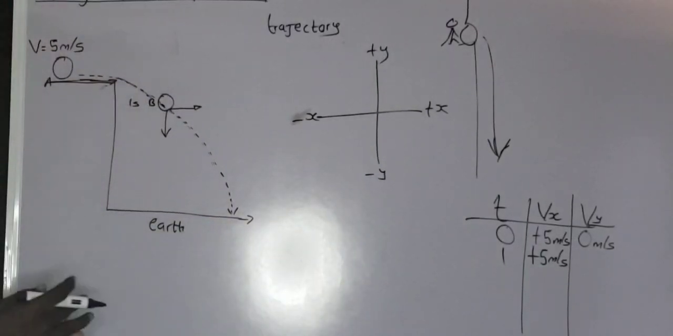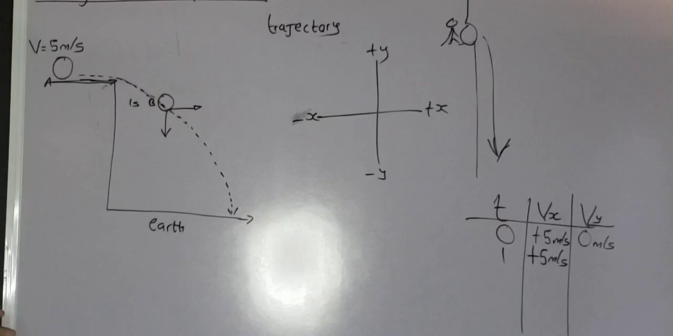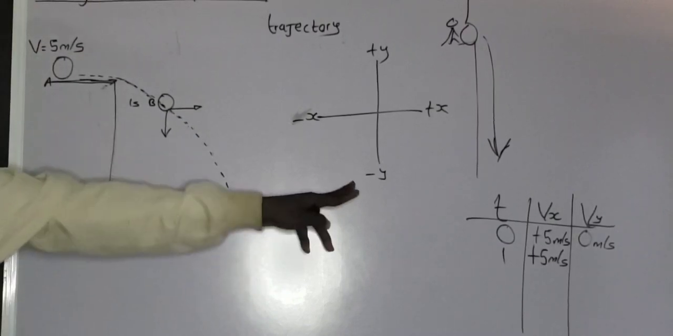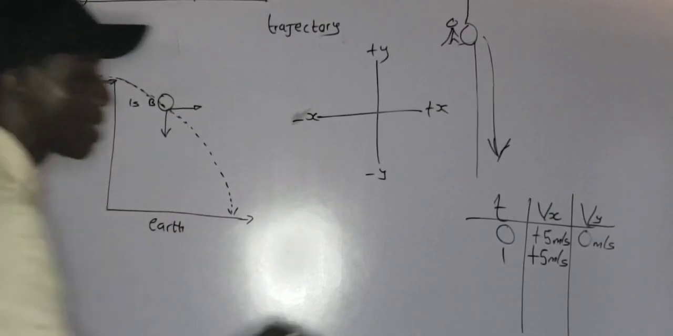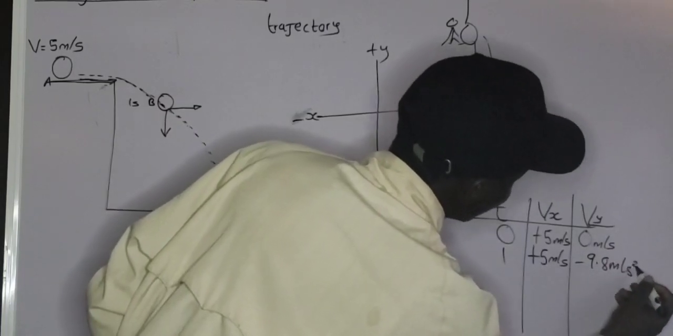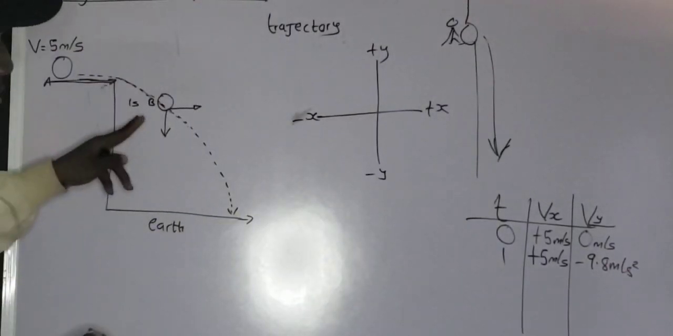But the velocity of the ball along the vertical axis, that will be what? Negative 9.8 meters per second, because the ball is now moving towards the direction of the negative y-axis. Do you understand? So I'm going to have minus 9.8 meters per second. Now, that is for 1 second.